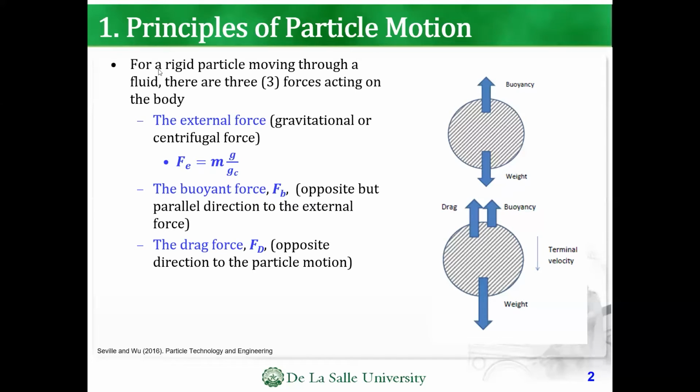However, if it's moving, for a rigid particle moving through a fluid, there are three forces acting on the body. The external force, which is the force of weight. So F external is mg over gc, the correction factor. The buoyant force, which is opposite but parallel in direction to the external. And lastly, the drag force, which is also opposite to the direction of motion. And then, of course, after it has overcome all these, it could reach what you call terminal velocity.